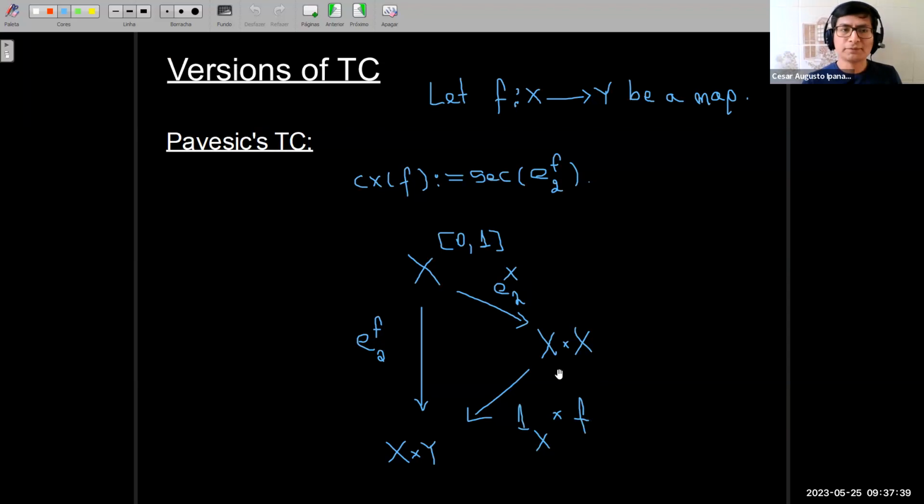I will recall a previous version of TC, for example, the Pavesic TC. For any map, the Pavesic topological complexity of the map is the sectional number of this map here. This map is the composition of the double path fibration, which defines the classical Farber topological complexity, composed with the identity times F. The sectional number of this composition, Pavesic calls the complexity of F.